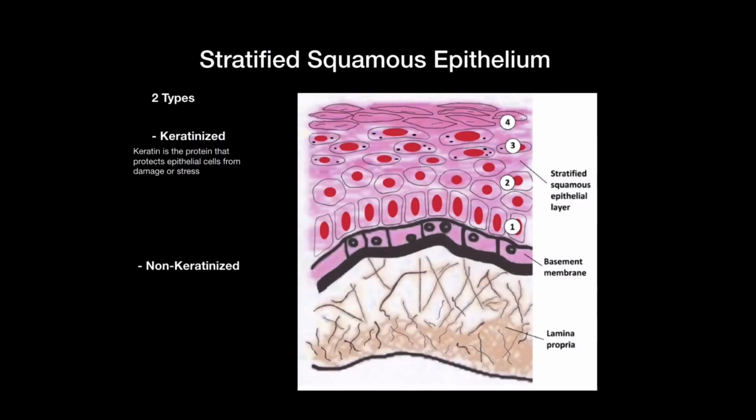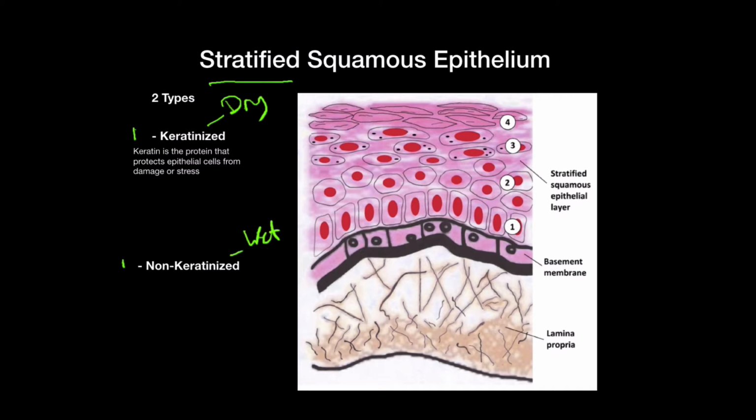Now, if we go over to something called stratified squamous epithelium, remember I talked about the simple squamous epithelium, where it only has one layer of cells on a basement membrane. This one is stratified. This one is going to have more layers of squamous epithelium on the basement membrane. Stratified squamous is divided into two parts: you either have keratinized or non-keratinized. Keratinized epithelium you will mostly find in dry areas, while non-keratinized you'll mostly find in wet areas.